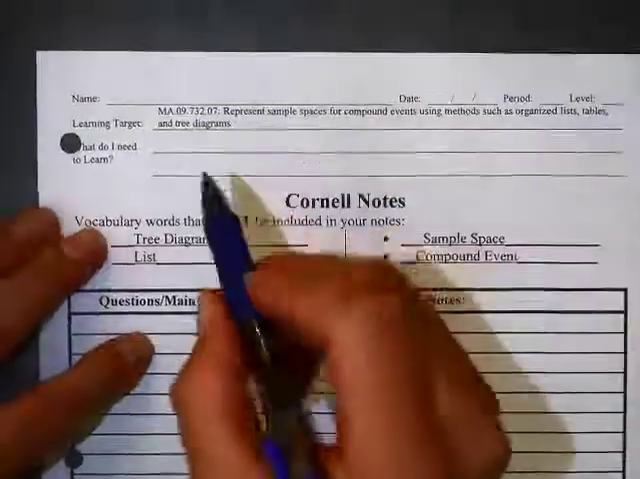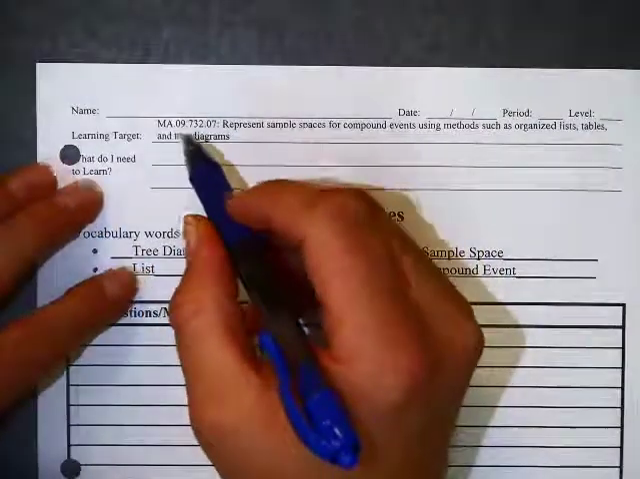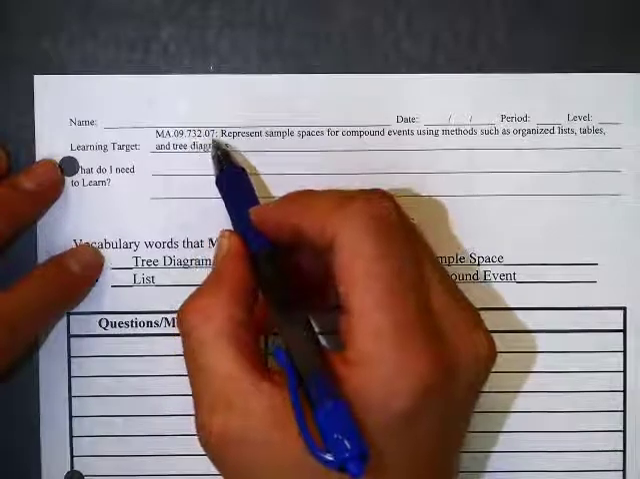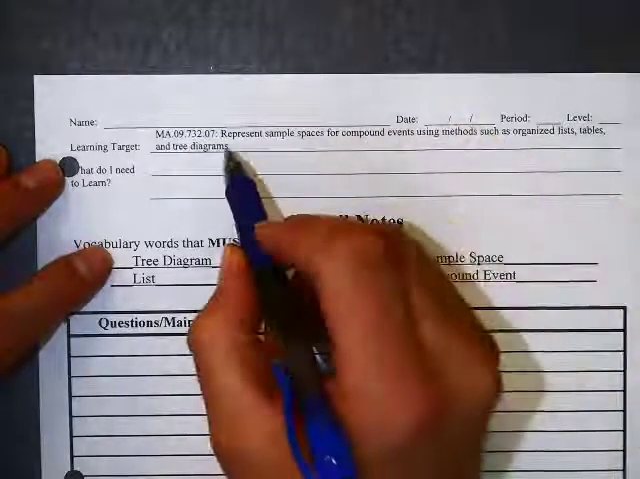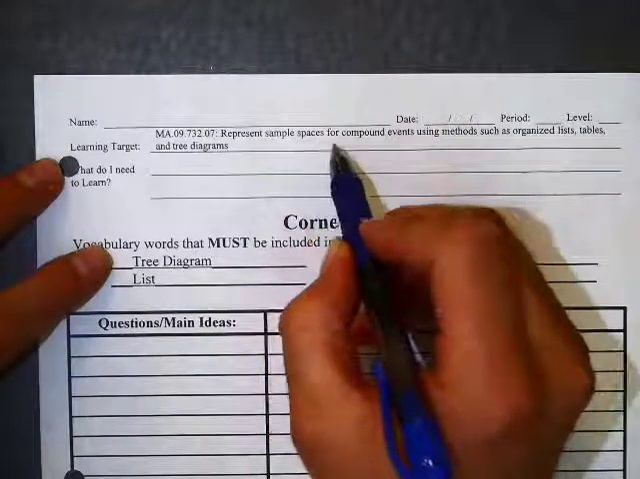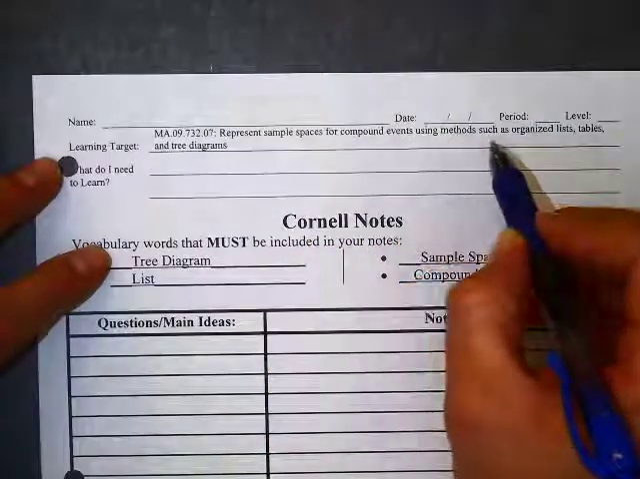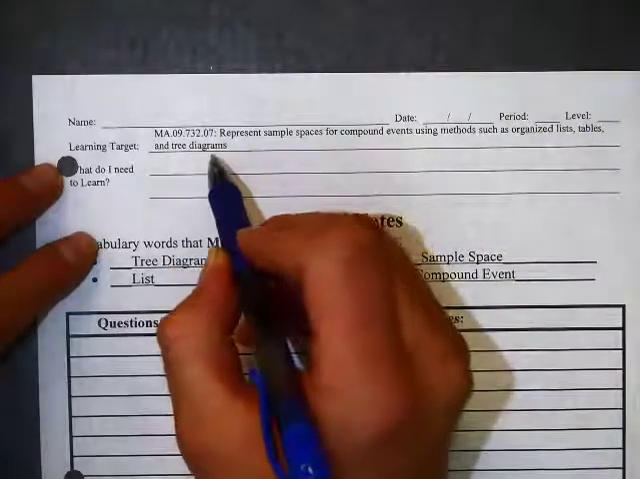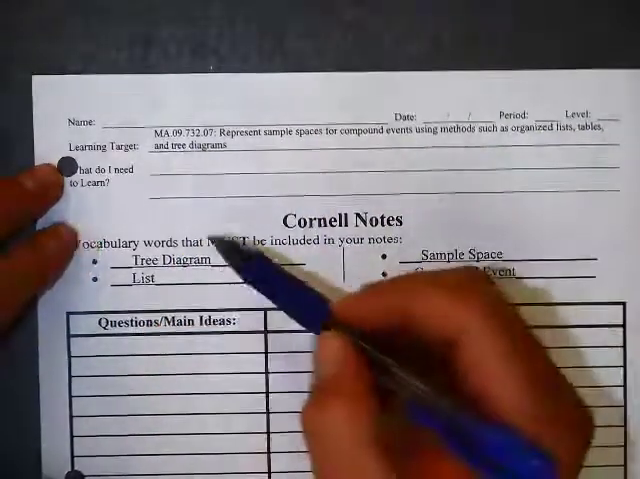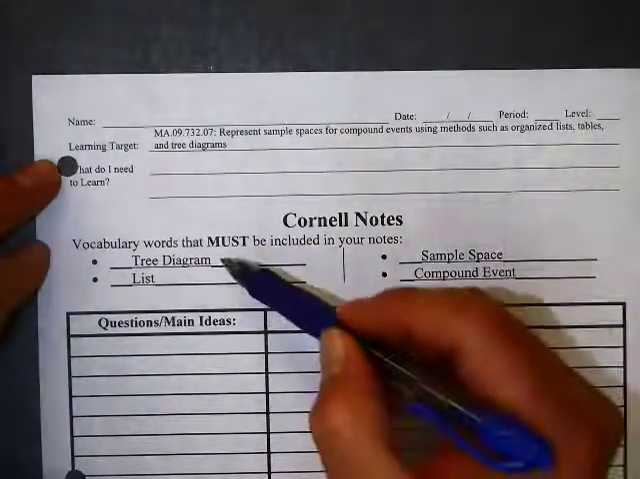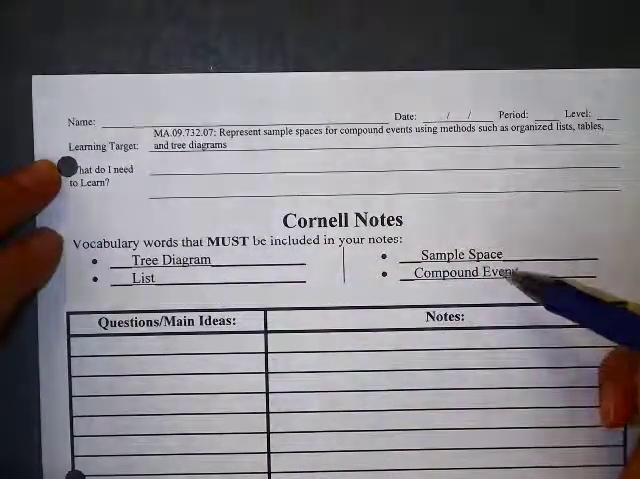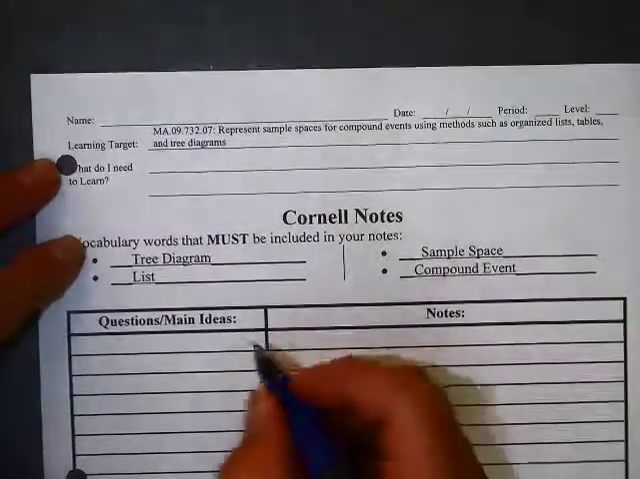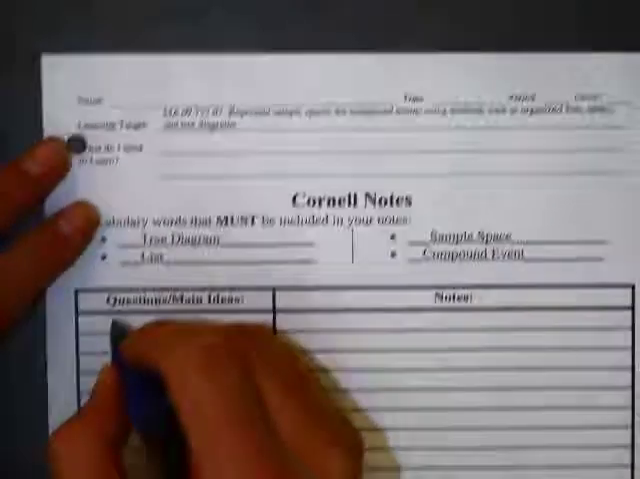Boyer, and today we are going to be working on Learning Target 09-73207, which says to represent sample spaces for compound events using methods such as organized lists, tables, and tree diagrams. So again, we have some key vocabulary here that we must know, which is tree diagram, list, sample space, and compound event. So let's start with compound event. What is a compound event?